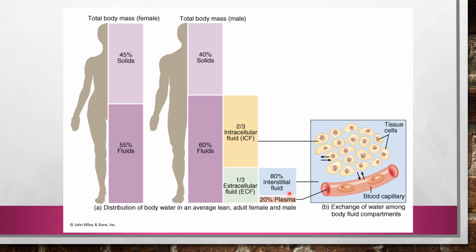80% of the extracellular fluid is interstitial fluid. Then 20% is plasma. Clear? Transcellular space fluid is also there.